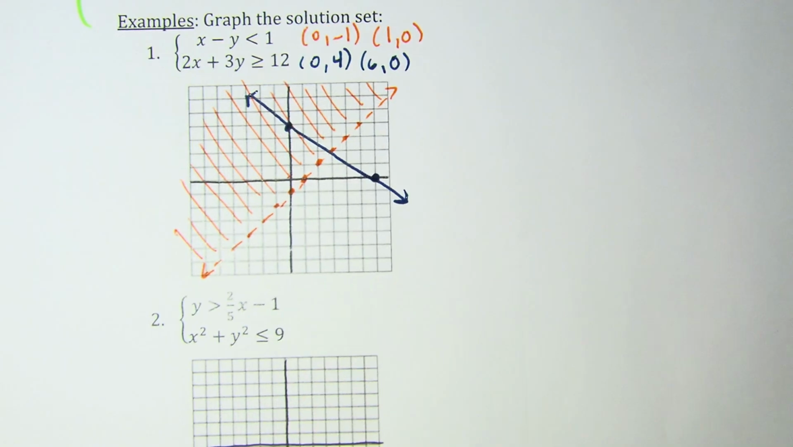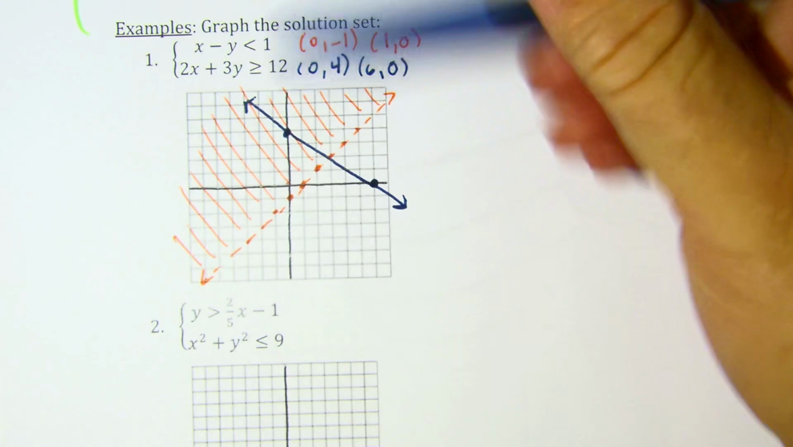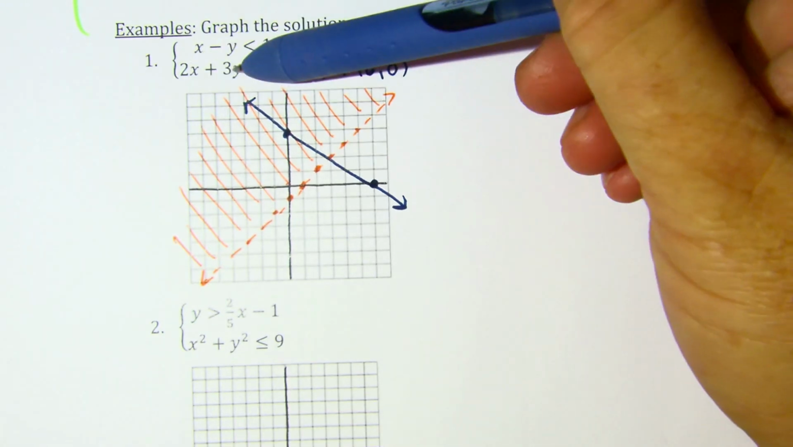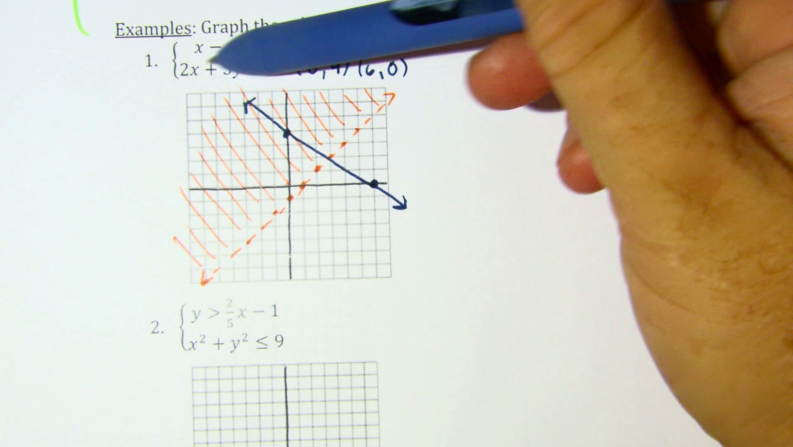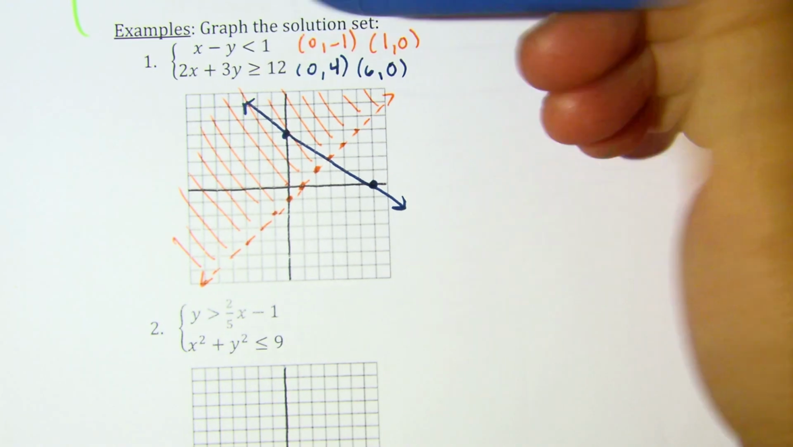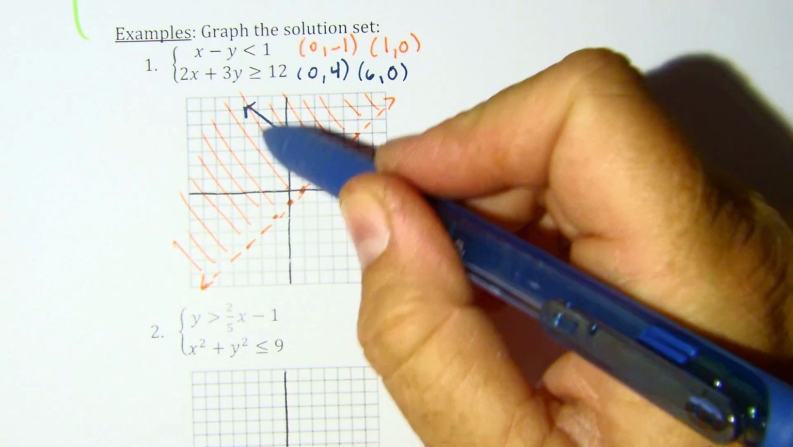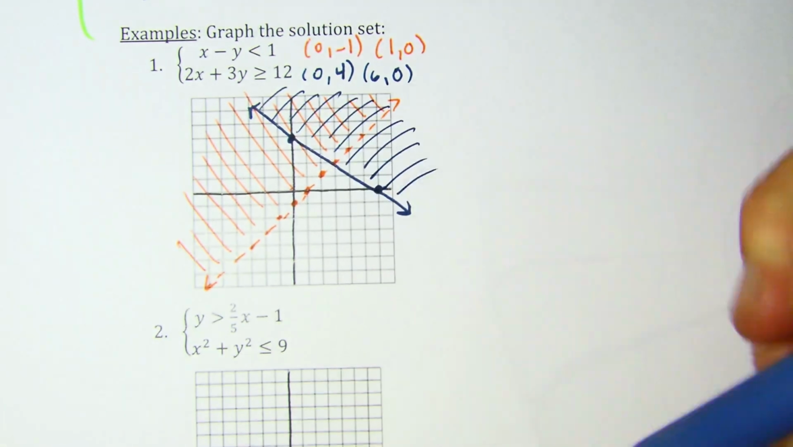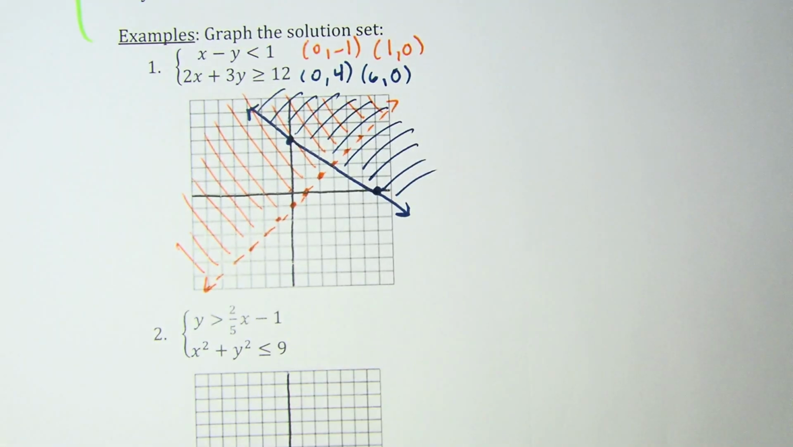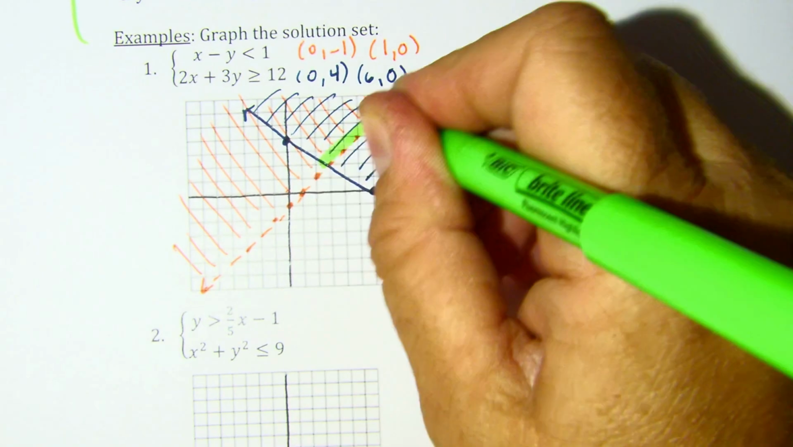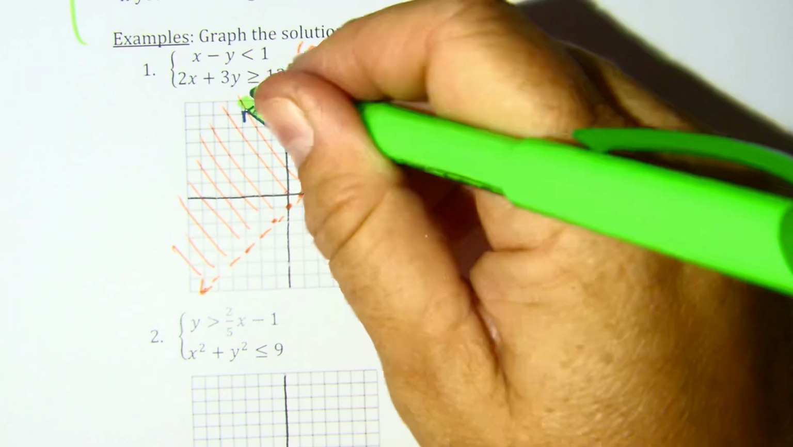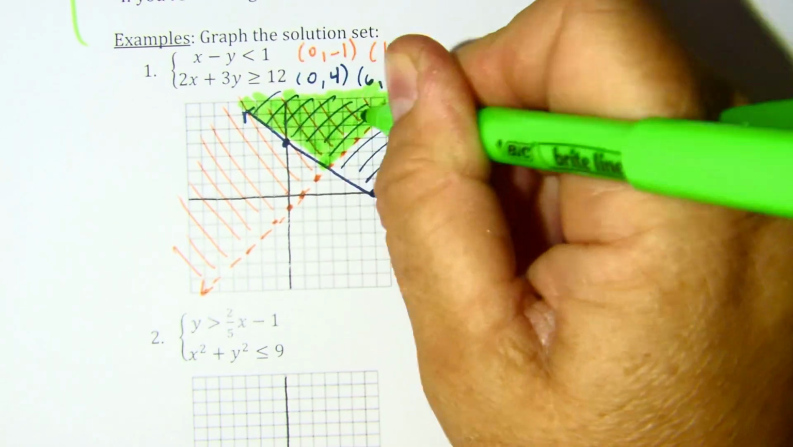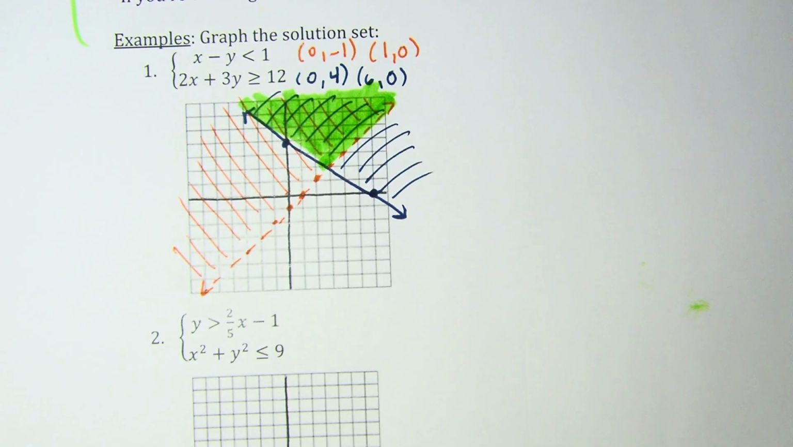I need a test point. Again, I'm going to use 0, 0 since it's not on the line. Plugging in 0 for x and 0 for y, 0 is greater than or equal to 12. Well, that's not true. 0 is not greater than 12. So I'll shade on the opposite side of the test point. So when you're answering these questions, your answer is where the shading area is overlapping. That's my answer. It's that green shaded area.